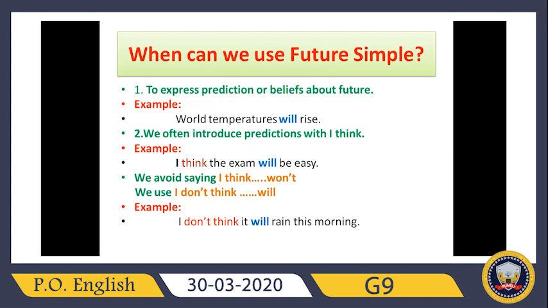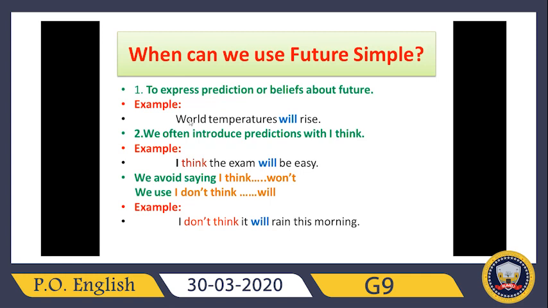For example, number one here: world temperatures will rise. We don't know if it will or not, but we just imagine that world temperatures will rise. We don't have anything in our hand at this time, but we think that in the future world temperatures will rise, but we are not sure. We are not sure.